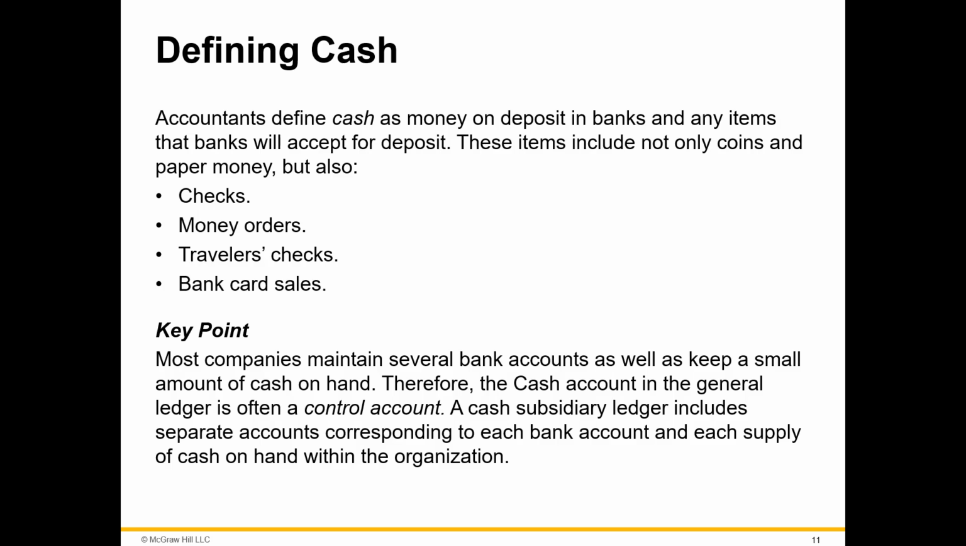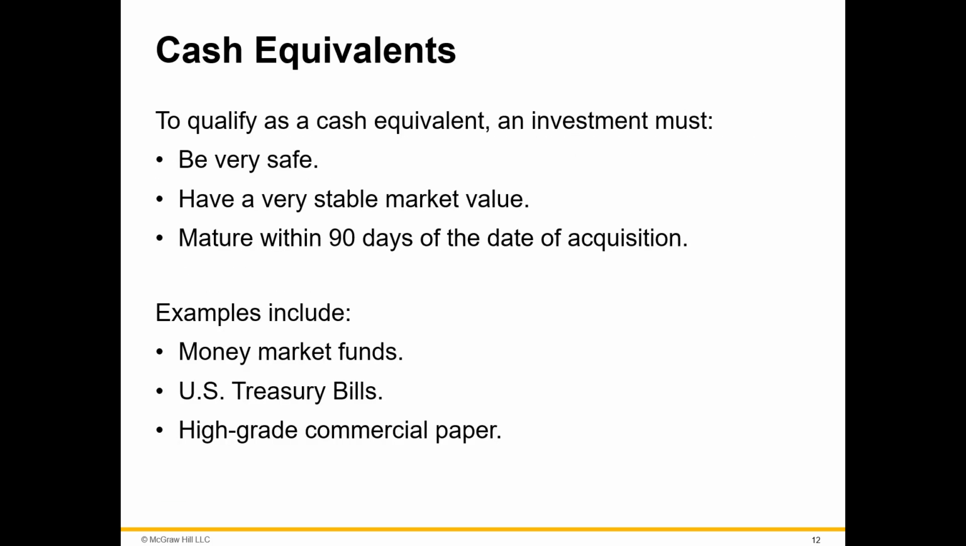Is it a money order? Is it money that's just come in and been reflected there? We also have cash, and sometimes you'll see the words cash and cash equivalents. Cash equivalent means it's equivalent to cash. So it's very safe, it has a stable market value, and it matures within 90 days of the acquisition.